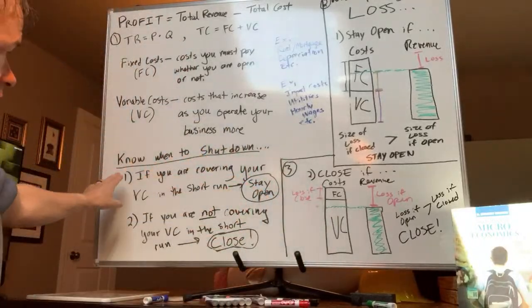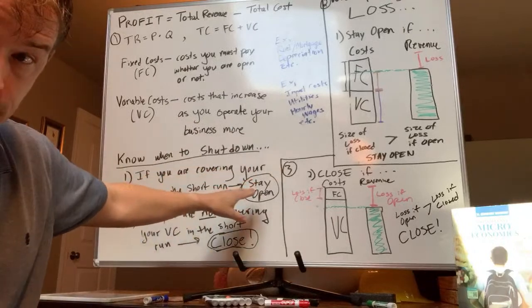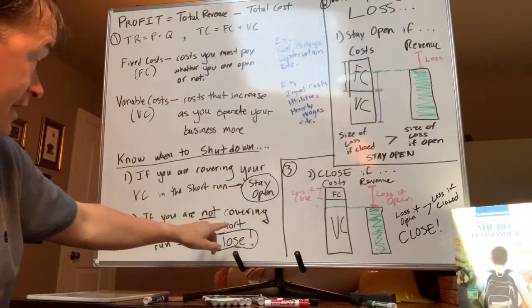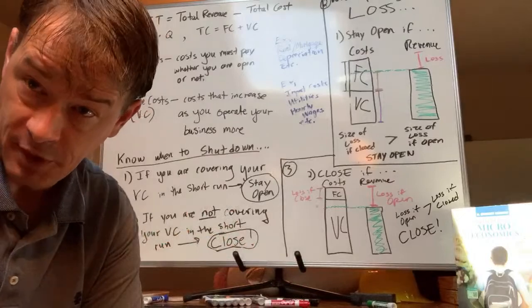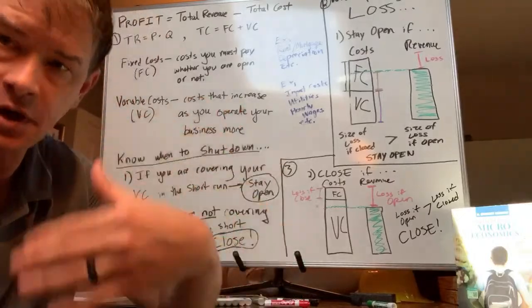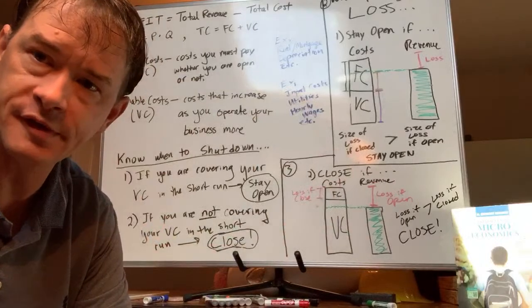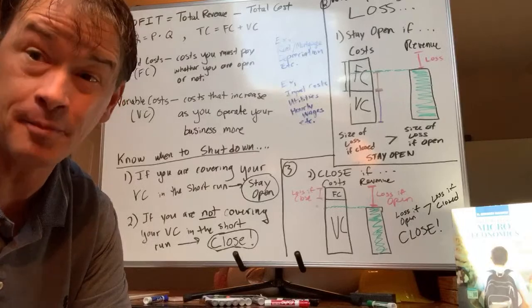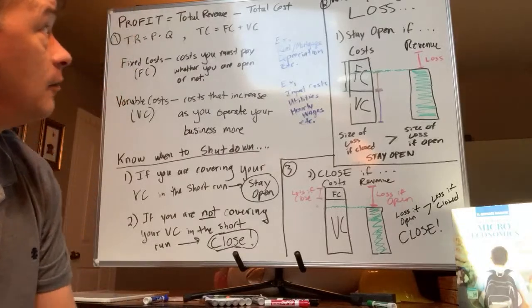So first, again, if you are covering your variable costs in the short run, stay open. Absolutely stay open. Secondly, if you are not covering your variable costs in the short run, close, because variable costs go up as you operate more and more. My dad always told me, if you find yourself in a hole and you're trying to get out, first step, put down the shovel. All right, so that's what we're talking about here in terms of business, whether they should close or not.